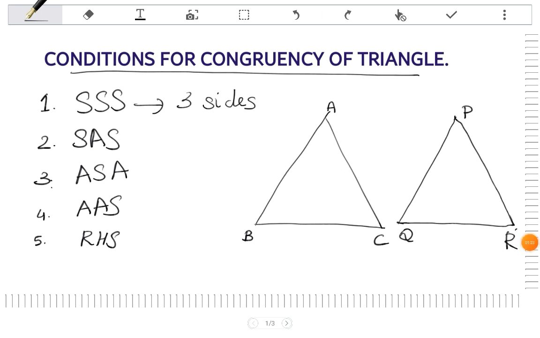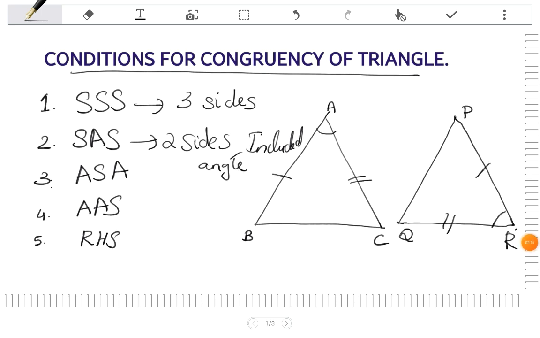So next let's see the second condition. The second condition is the SAS condition. Here S stands for side, so we need 2 sides, and here A stands for included angle. So to prove that the triangles are congruent by the SAS condition, we will need 2 sides and 1 included angle.